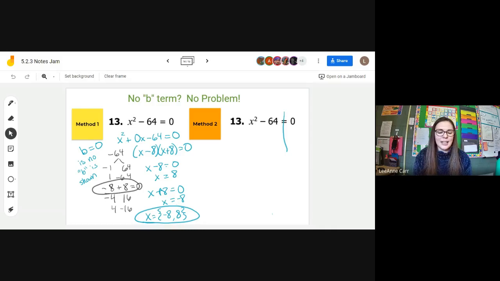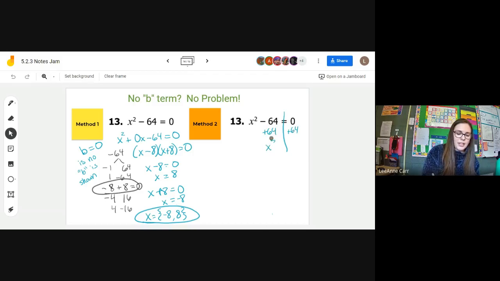All right. Caitlin, what can I do to get x all by itself here? Add 64 to the other side. Add 64 to both sides. We're just doing a basic one-step equation. We're trying to get that x all by itself.